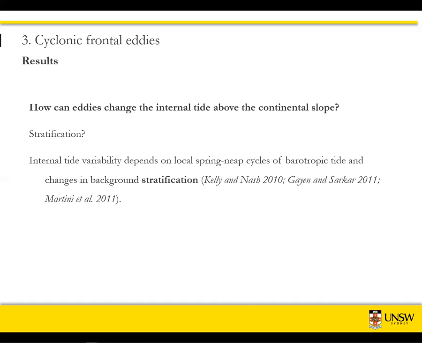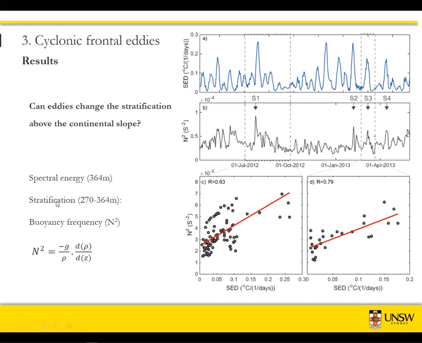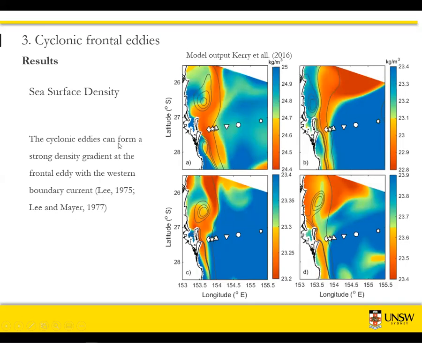So one mechanism that could be happening that we analyzed was the stratification, because the internal tide above the continental slope depends on the stratification and the tide. So we analyzed the stratification, and we saw that most of the peaks of stratification are related to the peaks of the internal tide, a strong correlation between them. So we conclude, and we have a look.